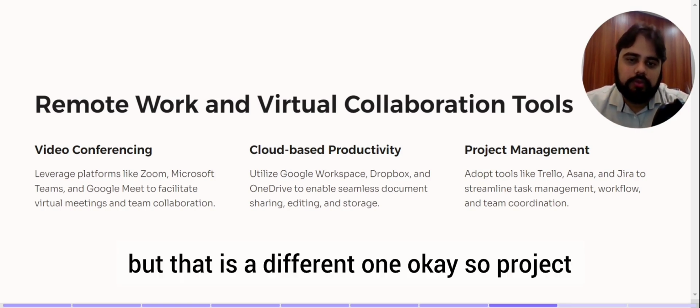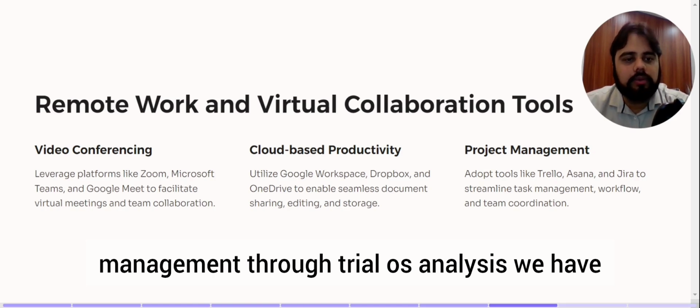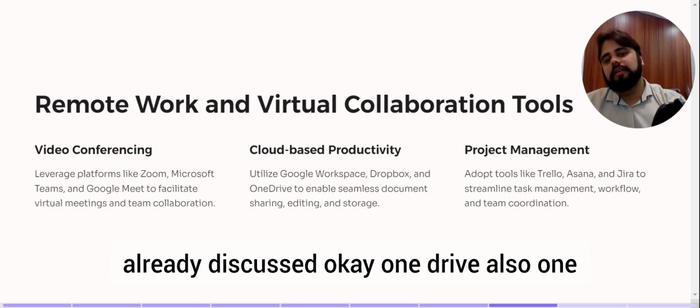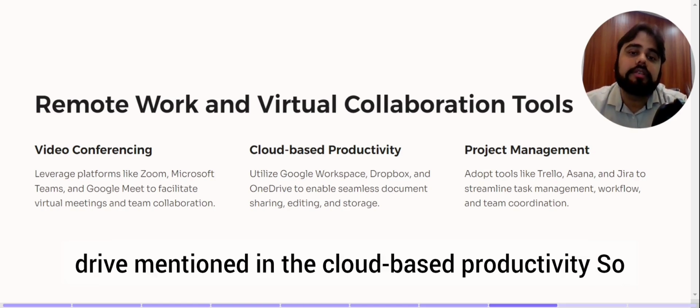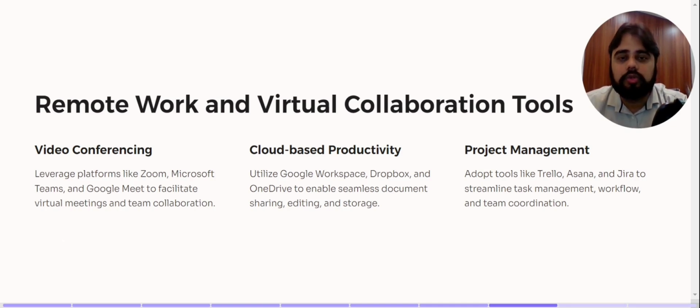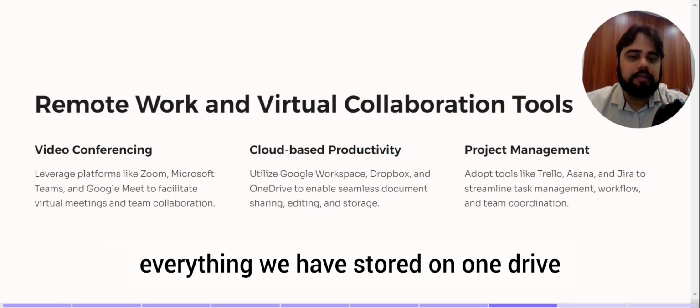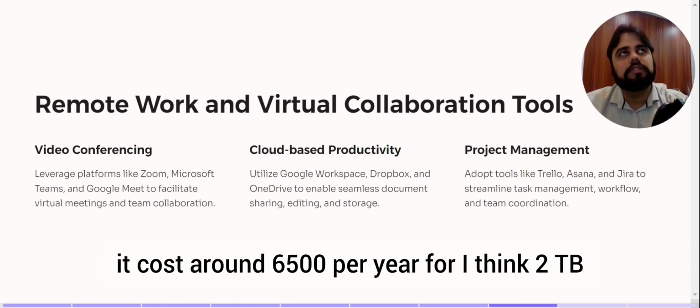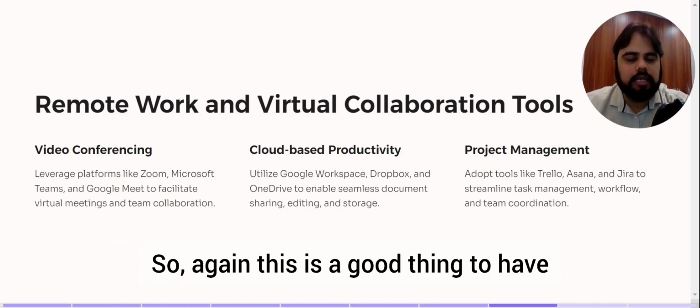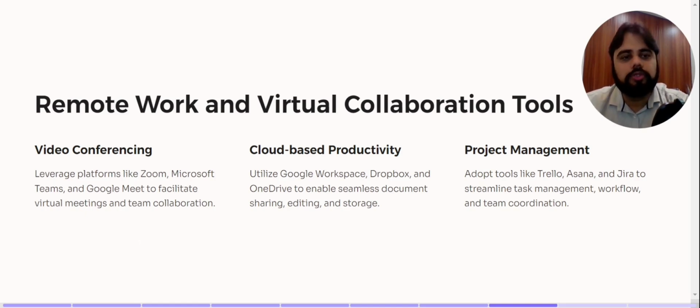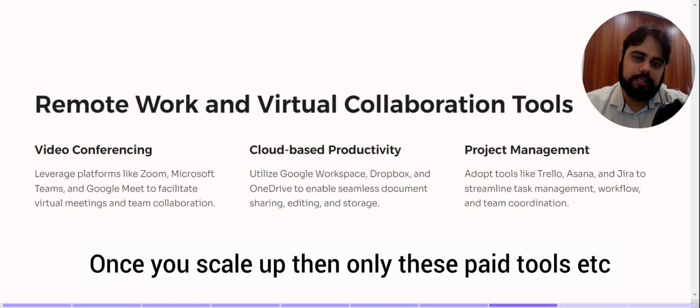Okay, project management through Trello, Asana, this we have already discussed. OneDrive is also mentioned in cloud based productivity. In order to store all the documents of clients and important things that we have, everything is stored on OneDrive. It costs around 6500 per year for, I think, 2 TB. Again, this is a good thing to have. Once you scale up, then only these paid tools are required.